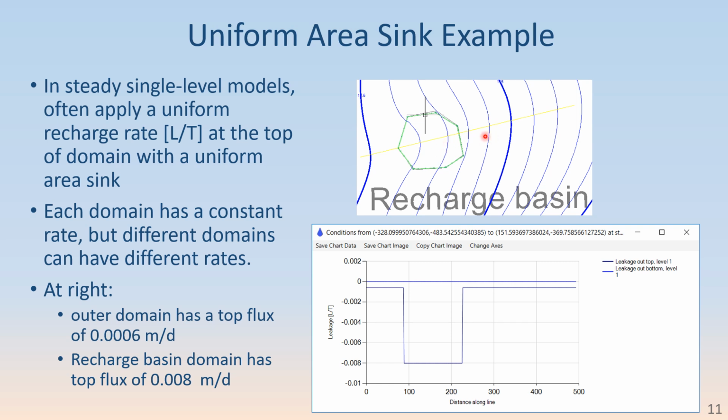but these two different domains have differing rates. So if we were to make a plot of the leakage out the top of level 1 along this yellow line, that's what we've got below here. Out in the outer area, we have a small rate of recharge, this fixed line here, it's non-zero, and again out the other side. But in the area of the recharge basin, we have a much larger, order of magnitude larger recharge rate going on there. And you can see in the contours of head, which are blue, that you've kind of created a bit of a bulge or a mound due to that added recharge in the recharge basin. So that's a good example of how you might use uniform area sinks to simulate mounding due to, say, a recharge basin.